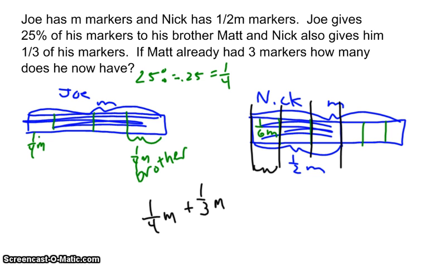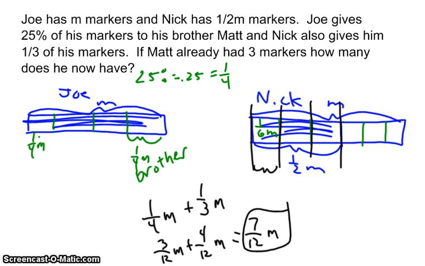As we saw earlier, fourths and thirds, that'll be twelfths. So 1/4 M should be 3/12 of an M. And 1/3 of an M should be 4/12 of an M. And we add that together, and we have 7/12 M. So we know that Matt has 7/12 M given to him, but look right here. He already had 3 markers. So I have 7/12 M plus his 3 he already had.